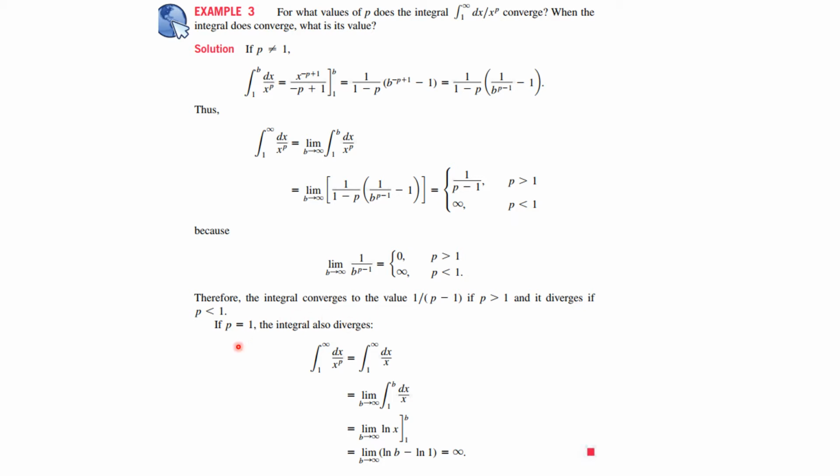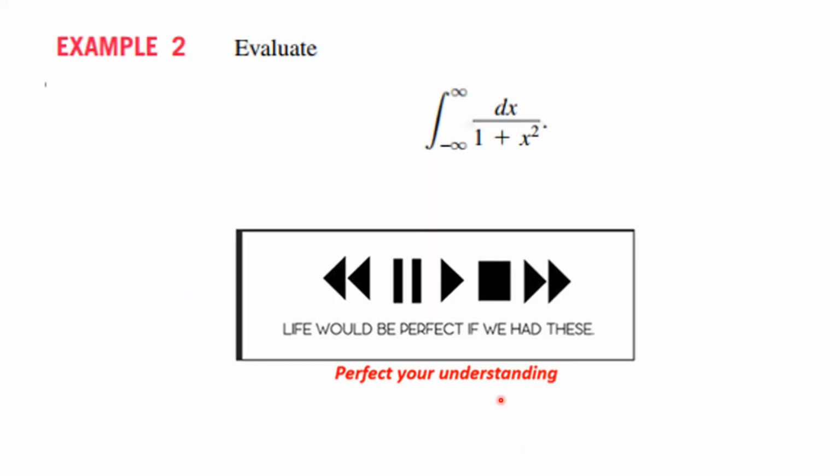Now, you might ask, what happens if p is equal to 1? Well, we actually did this one already, and we found that it diverged. So the answer is it diverges if p is less than or equal to 1, and if p is greater than 1, it converges. Here's another one for you to evaluate.